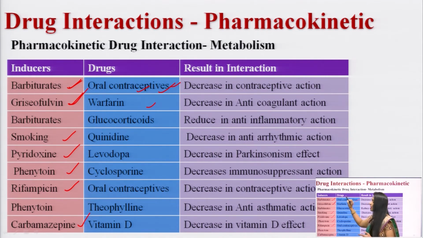Okay, next one, griseofulvin. If I administer griseofulvin with the drug warfarin, griseofulvin is an enzyme inducer. When you take the enzyme inducer with warfarin, the warfarin will be eliminated very fast. So, for its anticoagulant action, if it is eliminated fast from the body, the anticoagulant action will be decreased. In the same way, barbiturate with glucocorticoids. Glucocorticoids are used in anti-inflammatory conditions. So, if you administer the barbiturate with the glucocorticoids, the glucocorticoid action is decreased, so the anti-inflammatory action is reduced.